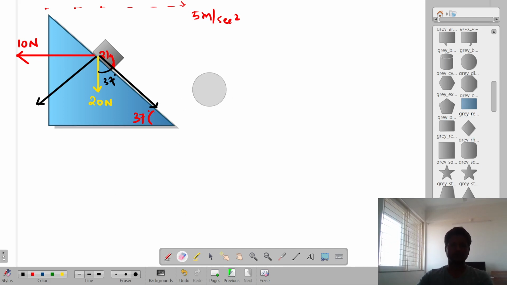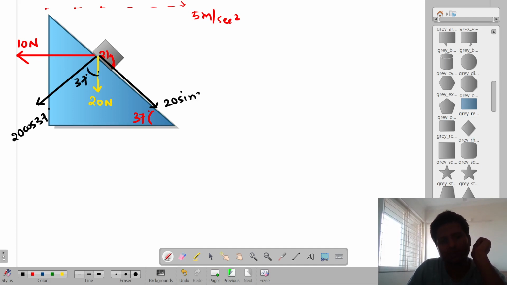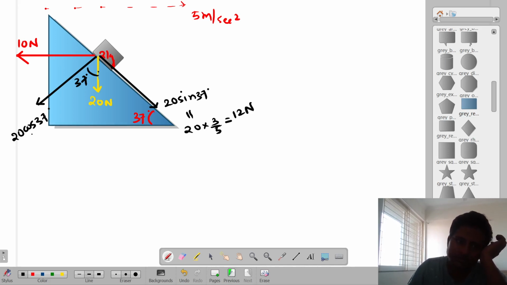Sorry, actually I took a wrong angle. One minute. Basically, this is 37. So this is 20 cos 37 and 20 sin 37. 20 sin 37 is 20 into 3 by 5: 5 fours are 20, 3 fours are 12 newton. 20 cos 37 is 4 by 5, so this is 16 newton.